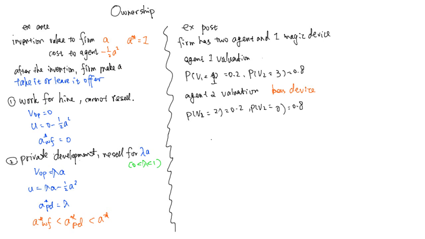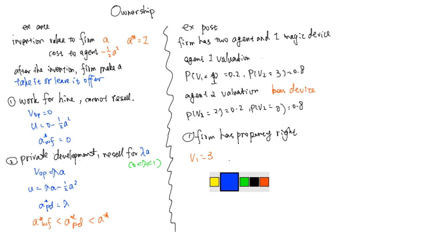Let's say the first scenario is that the company has the property right. When the firm has property rights, it can easily look at the valuations of agent one and agent two, and figure out whether or not it is valuable to make the trade. For example, if V1 is 3 and V2 is either 0 or 2, it doesn't matter, then the trade should happen. If V1 is equal to 1 and V2 is equal to 0, the trade also should happen. If V1 equals 1 and V2 equals 2, then the trade should not happen. And it is just as simple as that. There will be no bargaining problem involved at this stage.